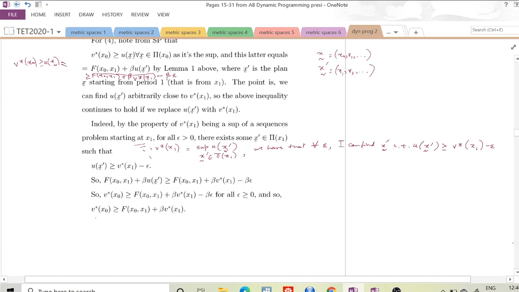So to show that V star of x naught is the sup over all these, first you must show that V star of x naught is greater than or equal to all of these over all feasible x1. That is done. The next thing you have to show is that if you have any epsilon, no matter how small, you can find an x1 such that this will be so close to this that when you add epsilon to this, it will be greater than or equal to V star of x naught.